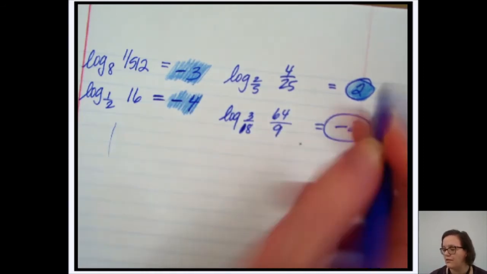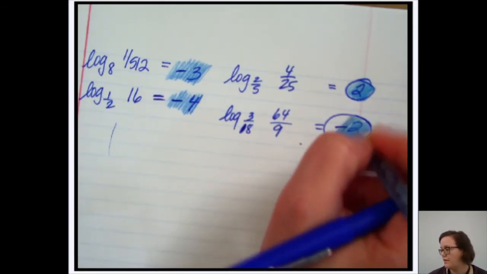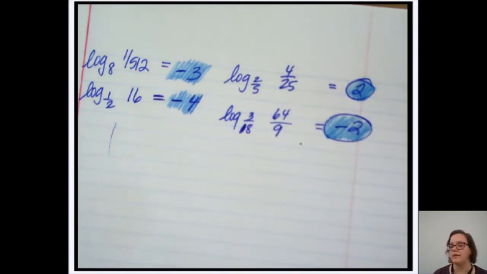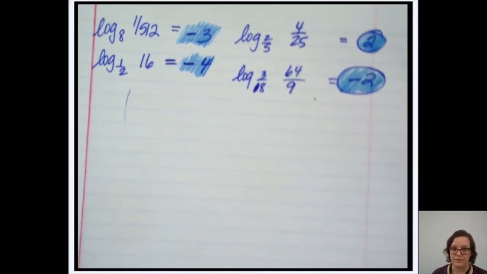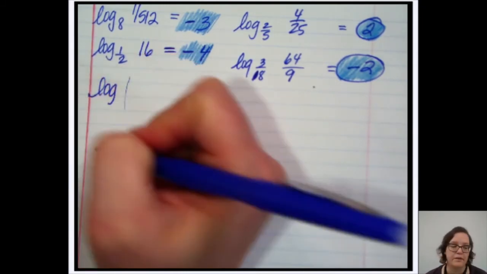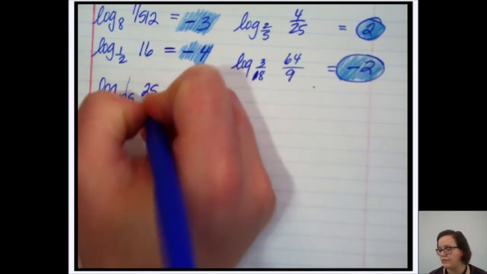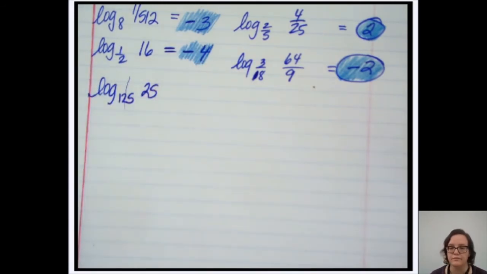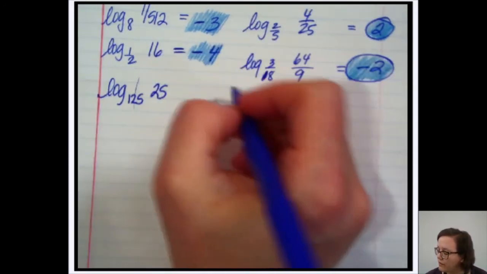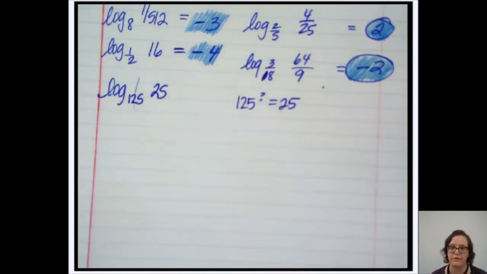So -2. Okay. So again, if you have problems with those, you probably need to stop and let me know and see if we can get it cleared up. Okay. So a couple more that show up is something like log base 125 of 25. Okay. So we're saying 125 to the what power is 25.